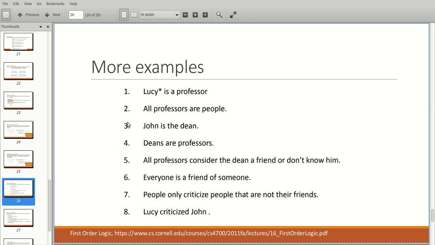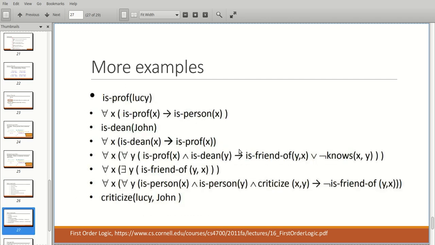So most of the examples here cannot be represented using propositional logic, so you need predicate calculus to represent these sentences, this knowledge. These examples can be represented using predicate calculus like this.